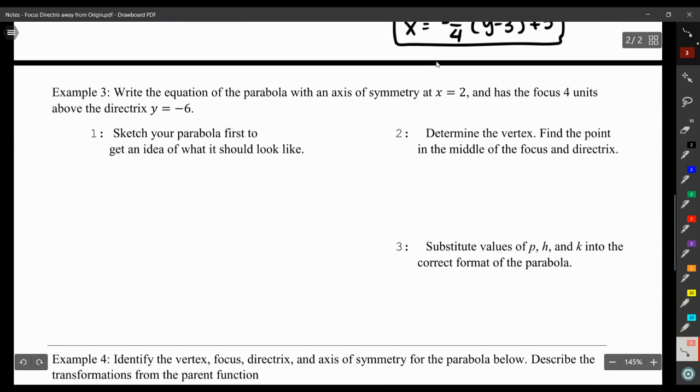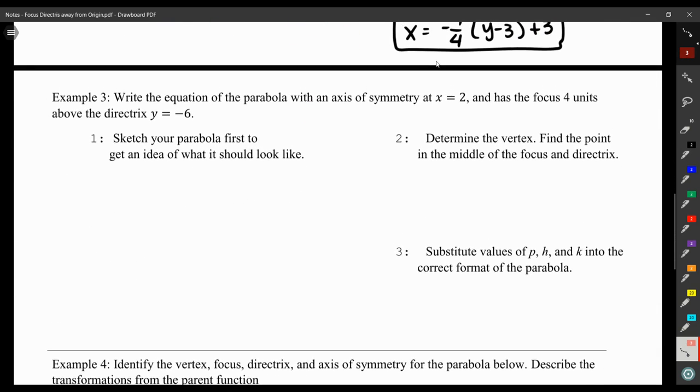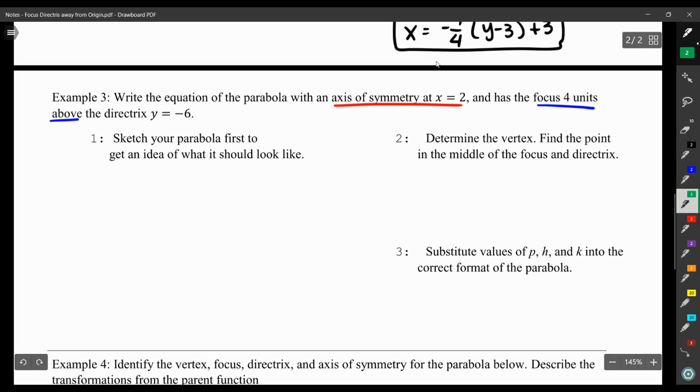Let's do one more. And this is still giving us something different, so I do want to run through this together. So write the equation of the parabola with an axis of symmetry at x equals 2 and has the focus 4 units above the directrix, that is y equals -6. If you want to pause the video, try this on your own, and then come back and see if you did it correctly. So first we're going to sketch what we know.